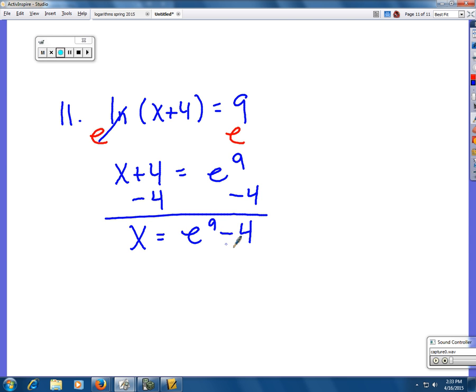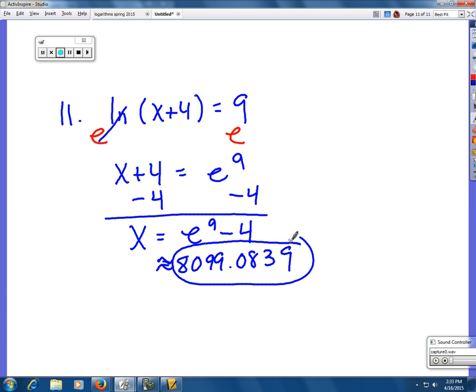So this is what you'll put in your calculator. And even if you don't have a graphing calculator at home, most scientific calculators have base e and natural log and log on them. So when you do that, you get 8,099.0839. And actually that's approximate, not equals, but that would be your answer. Make sure it keeps your argument positive, which it does. So this one is a valid answer.